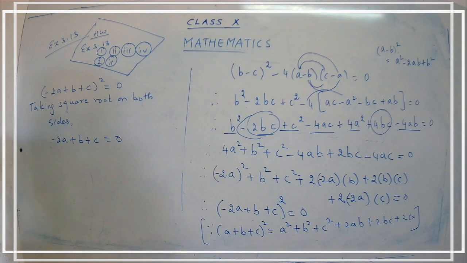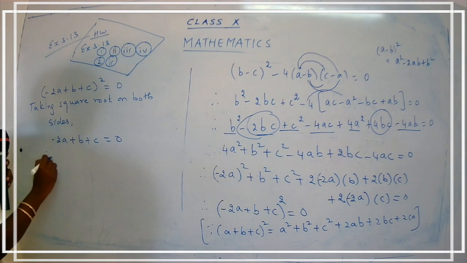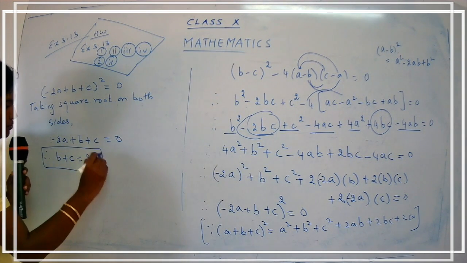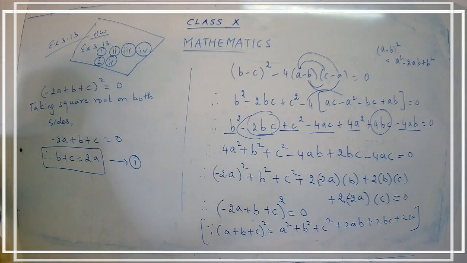Now what I am going to do here, children, I am going to take the negative to the RHS side. I will get therefore B plus C is equal to 2A. So put this as number 1. We have not completed our work, children. Still we have some work to do. So just remember, we have a negative term, so try to take it to the RHS. So what do you get here? B plus C is equal to 2A. Write down the sum.